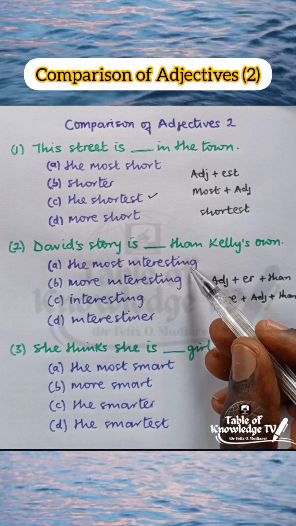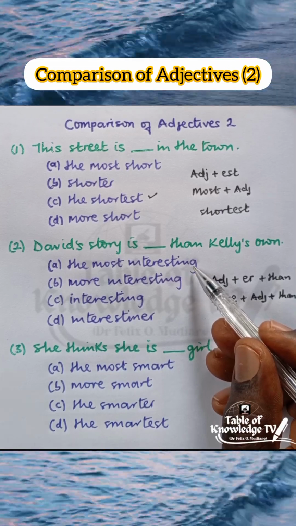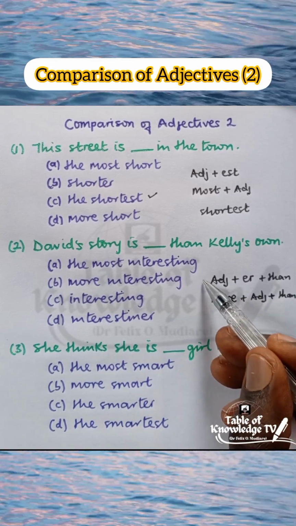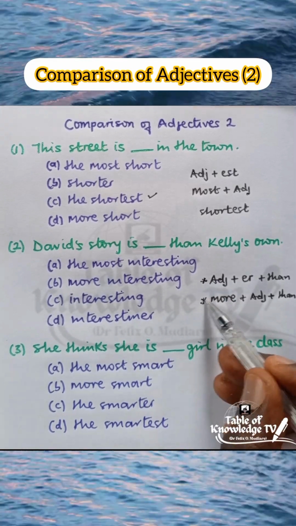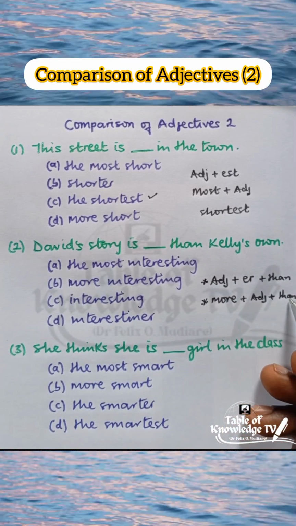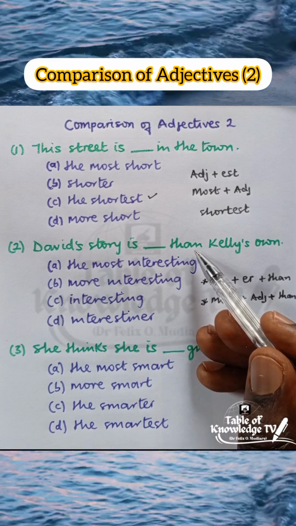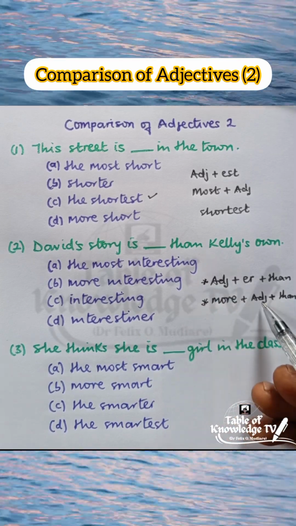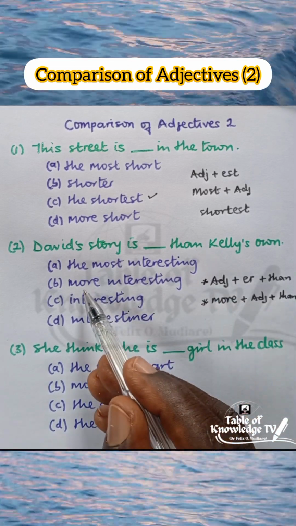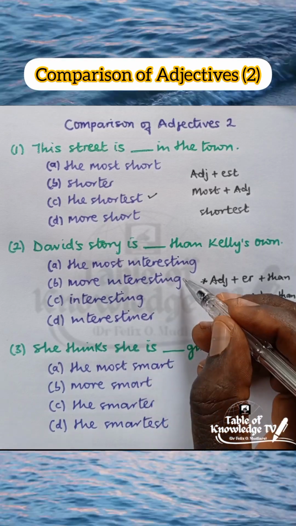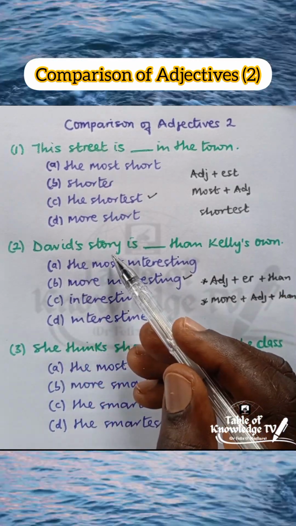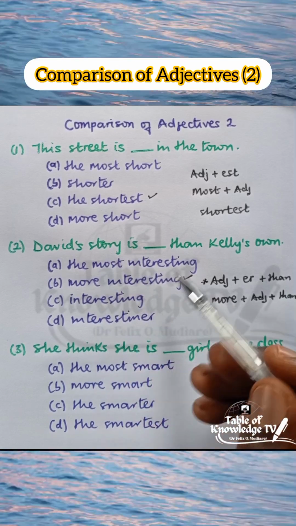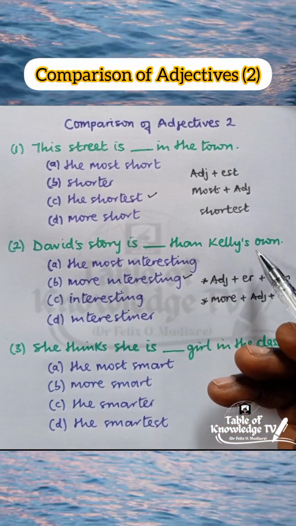Our adjective word is interesting. Of course, interesting is more than 2 syllables, so we cannot use the first formula. We are going to use the second formula, more plus adjective plus than. But already there is than here, so we look for the one that has more plus adjective, and that is option B, more interesting, so that the sentence reads, David's story is more interesting than Kelly's own.